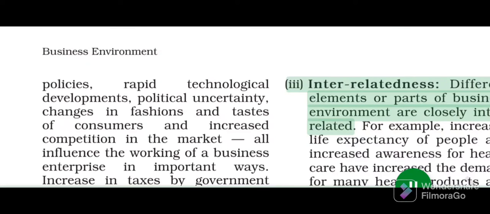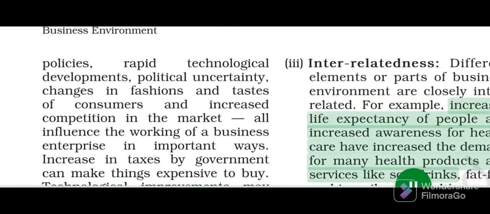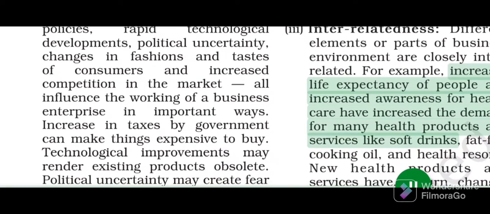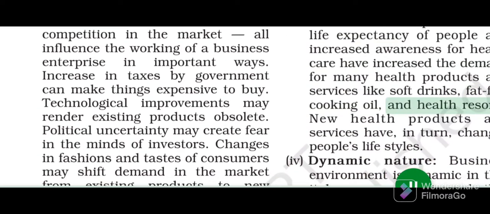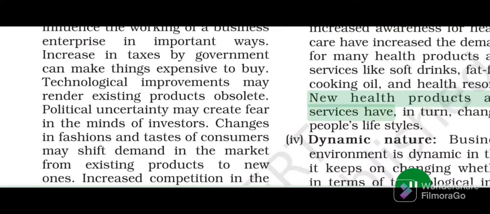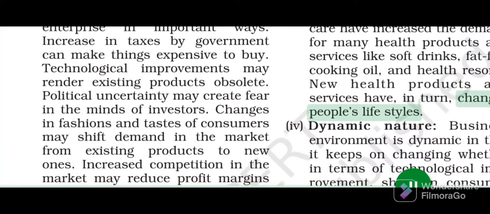III. Interrelatedness. Different elements or parts of business environment are closely interrelated. For example, increased life expectancy of people and increased awareness for healthcare have increased the demand for many health products and services like soft drinks, fat-free cooking oil, and health resorts. New health products and services have, in turn, changed people's lifestyles.